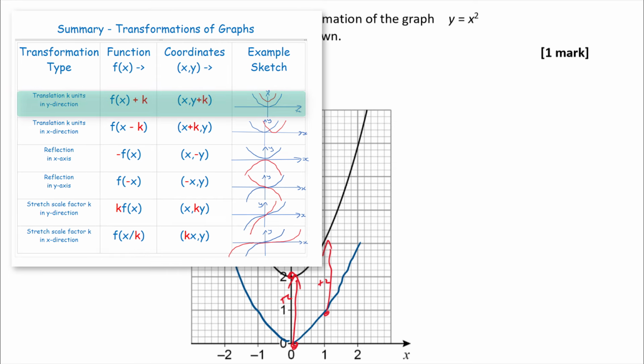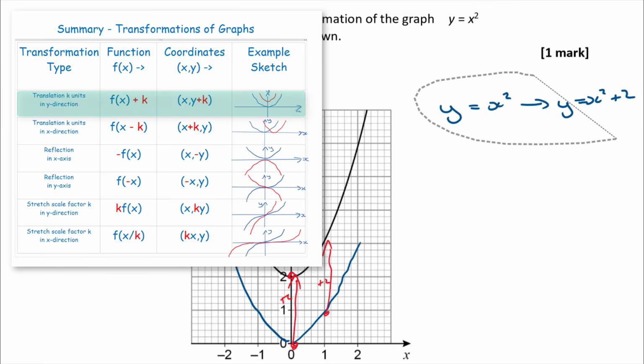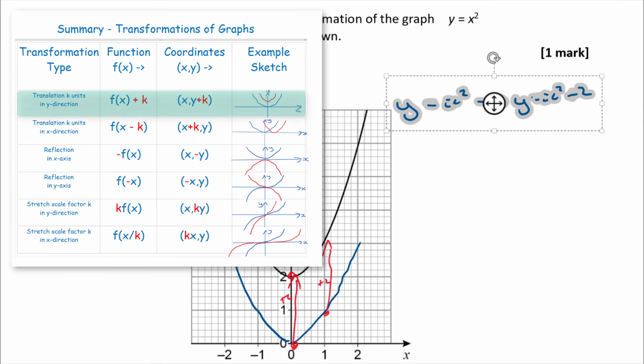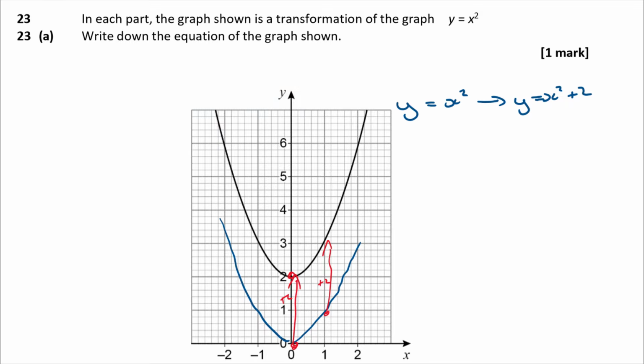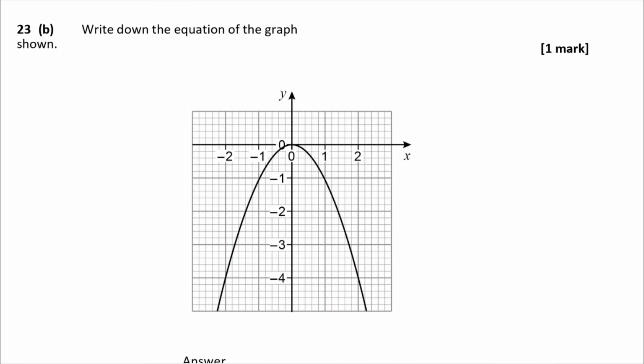So our graph y is equal to x squared is going to then go to y is equal to x squared plus 2. Okay, so then that's y equals x squared plus 2. I don't know if that's hanging off the edge. Let's just move it over a little bit. Yeah, so it should be y is equal to x squared plus 2. 2 units up.